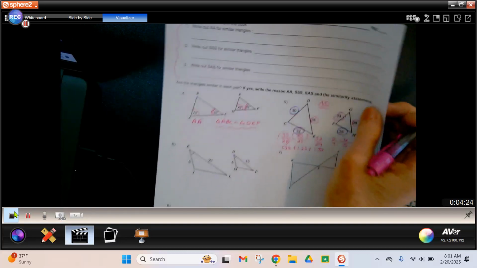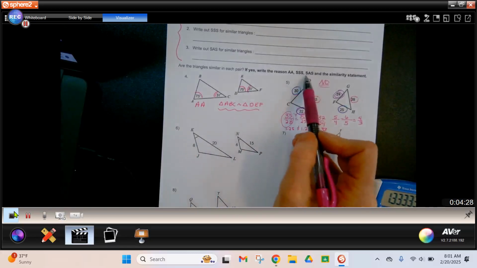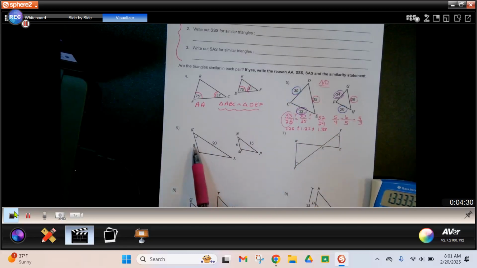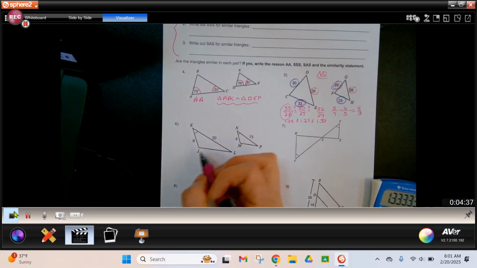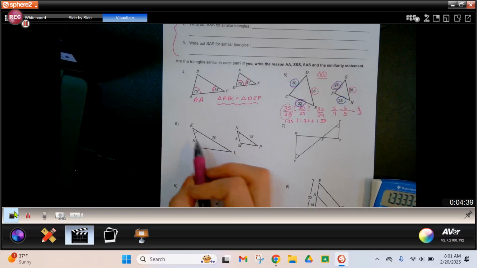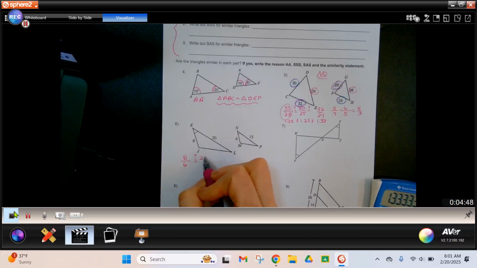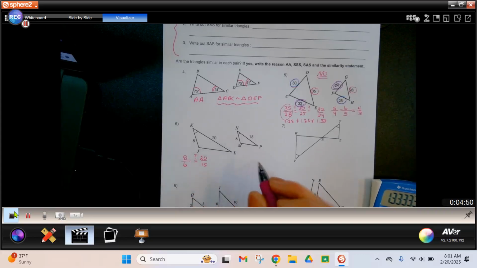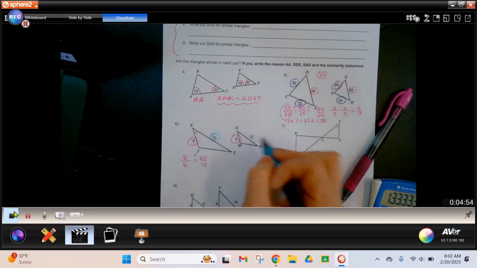Okay, let's look at number 6. We have a side, an angle, and a side. So we're going to see if we can prove it with side, angle, side. Side, angle, side, side, angle, side. Well, in order for this to be similar by side, angle, side, the sides have to be proportional, the corresponding sides. So this 8 corresponds with 6. Now, is that equal to 20 to 15? So I put 8 with 6, because those are corresponding, and then I put 20 to 15.